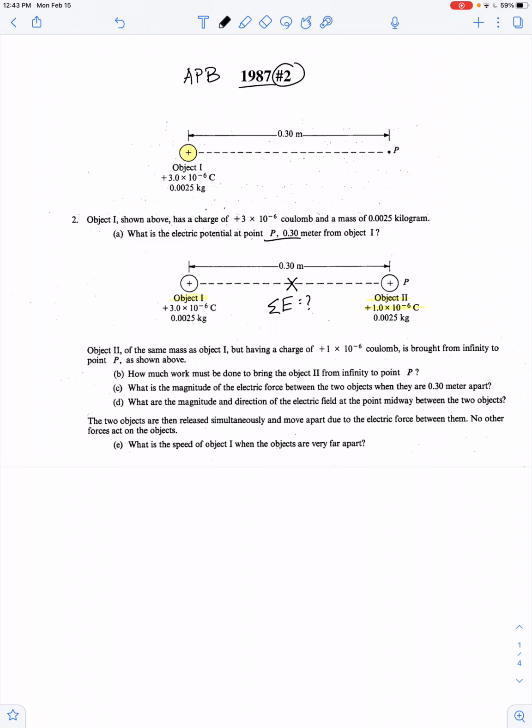And then we're told that objects 1 and 2 are released from rest. Because they're both positive, they repel each other in opposite directions, and we have to find the speed of object number 1 once they get very, very far apart.